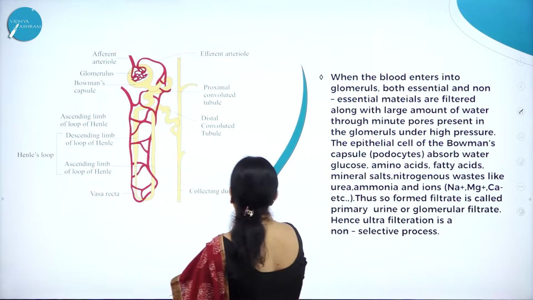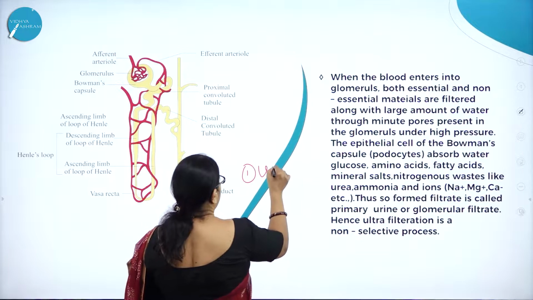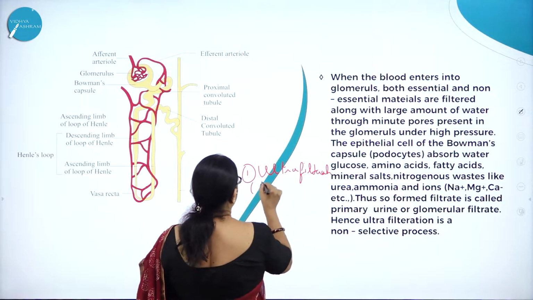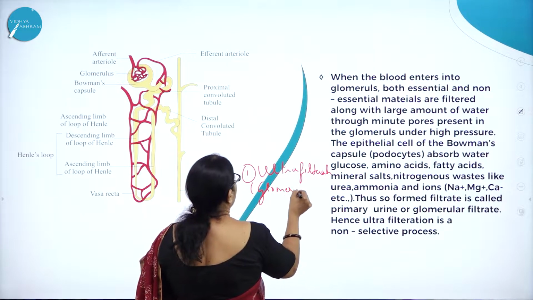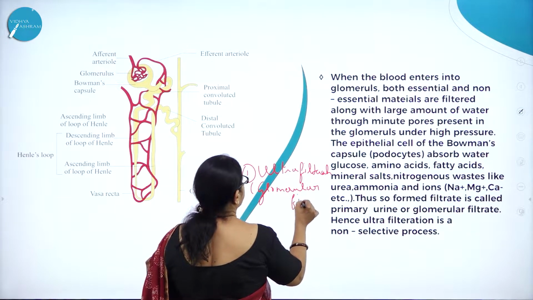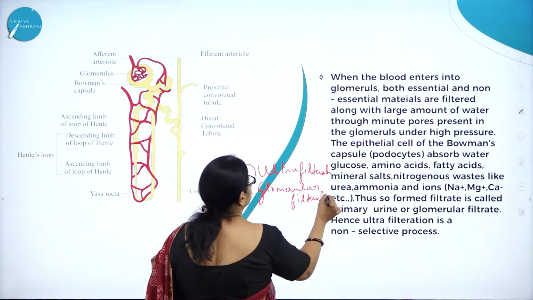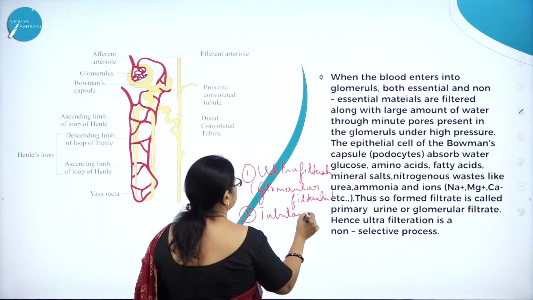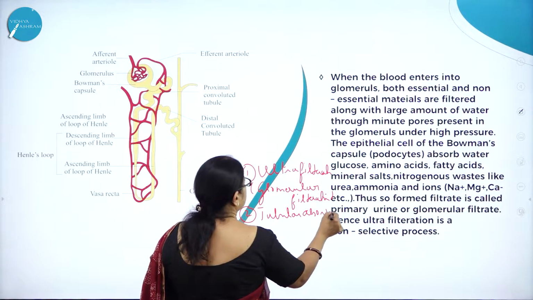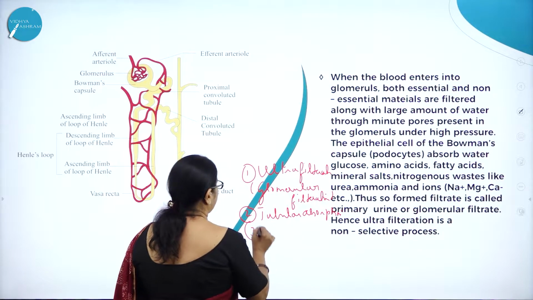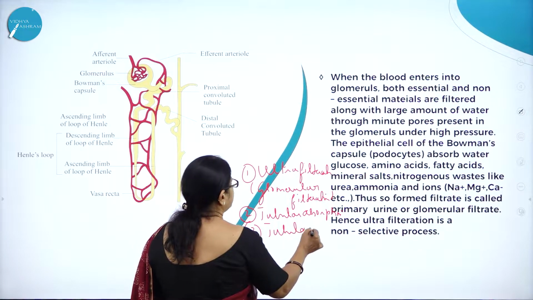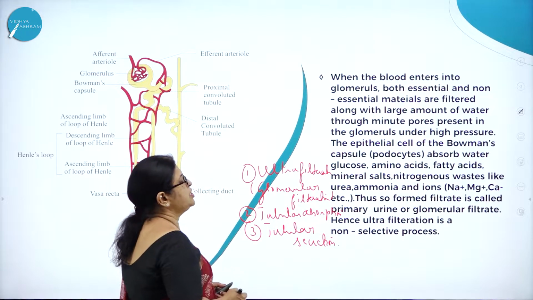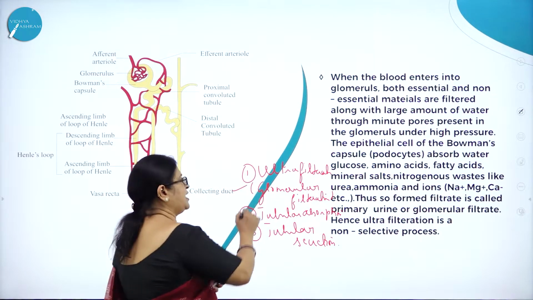As we have already studied, the first one is called ultrafiltration, or it is also called glomerular filtration. Second one is called tubular absorption, and third one is called tubular secretion. So now let us understand the ultrafiltration.